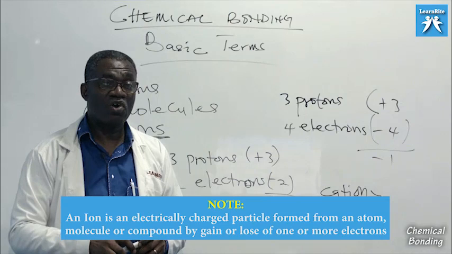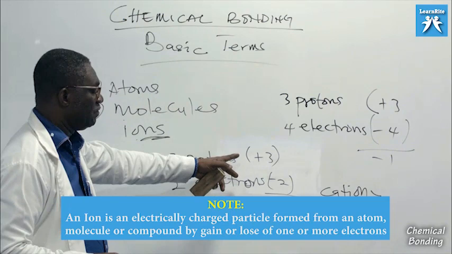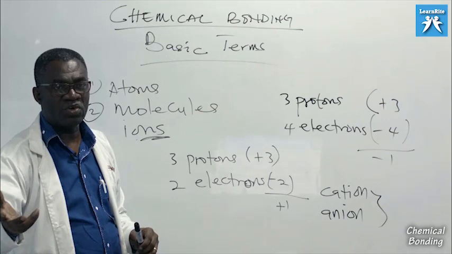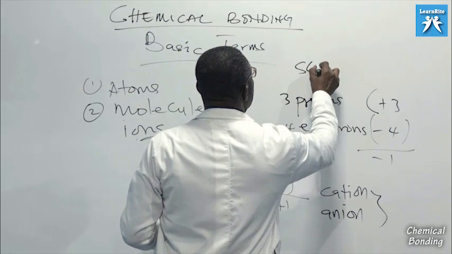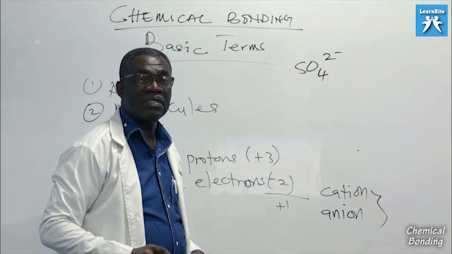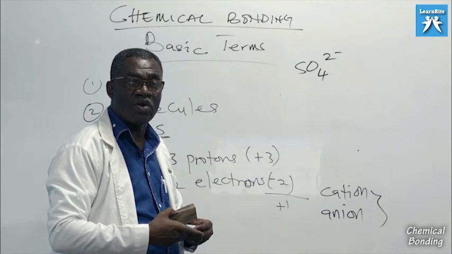I've illustrated the concept of ions by using only atoms, but a molecule or a compound could also gain an electron or lose an electron. An example of a compound that forms ions is SO4 2 minus. This means that a compound of sulfur and oxygen bonded together would have gained two electrons, and so it is an ion, and we call it the sulfate anion.